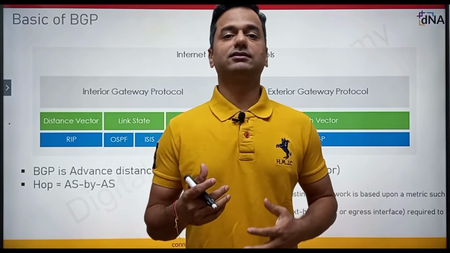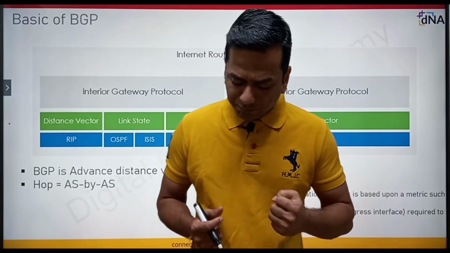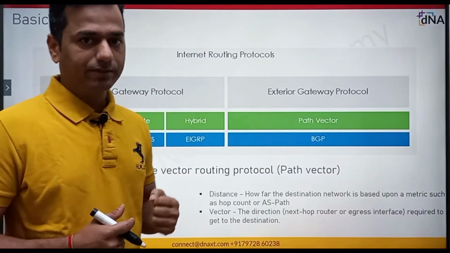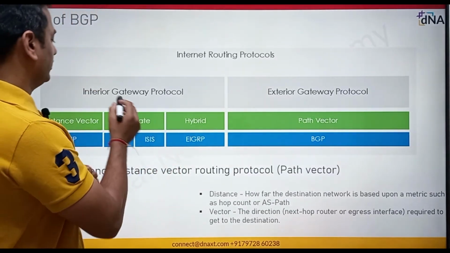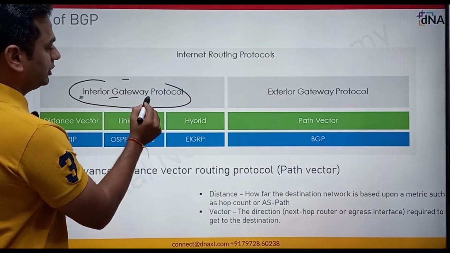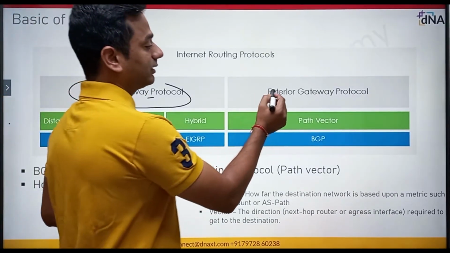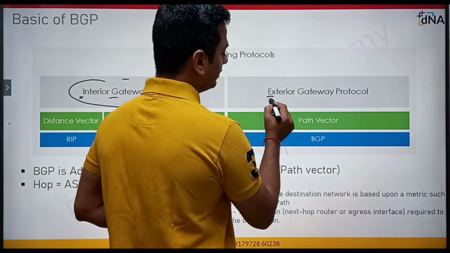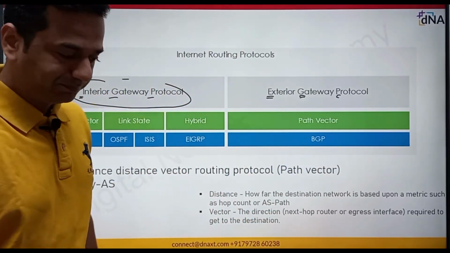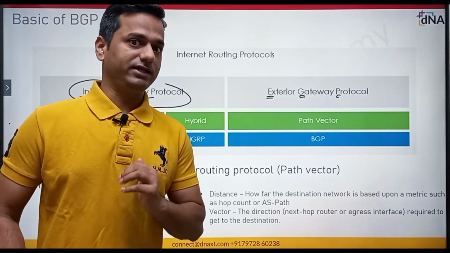So let's start with BGP, the basics of BGP. But before starting BGP, let's first focus on the types of internet routing protocol. There are two types of protocol. One is IGP, Interior Gateway Protocol, and another is EGP, which is Exterior Gateway Protocol. Hope you had covered this in the CCNA.